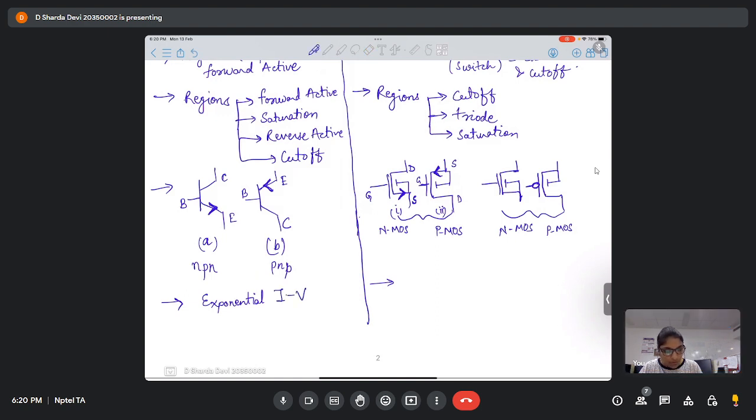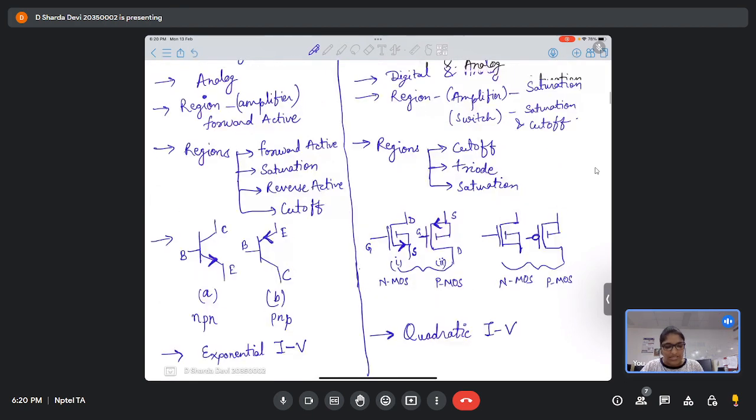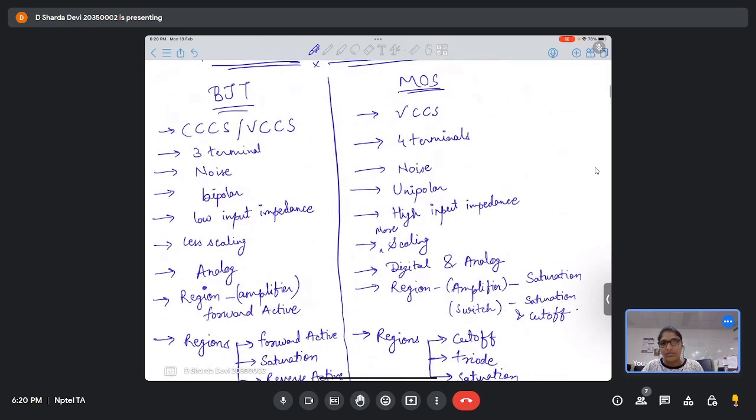What about for MOS? What is the trend? The square of VGS minus VTH, in its saturation region. Considering that VT is a constant, it's actually a quadratic relation, right? So quadratic IV. Okay, so these are the basic differences that we can think of in terms of BJT and MOSFET.